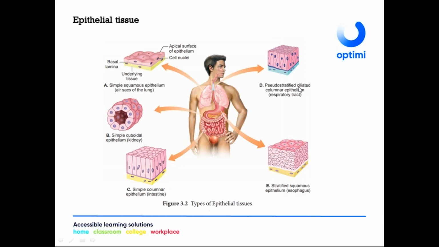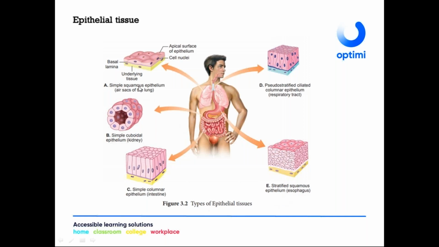Okay, and then we have ciliated columnar epithelium. This epithelium has hair-like structures called cilia, and that's why it's named ciliated columnar epithelium. It is found in the respiratory tract. The cilia help by trapping any dust particles or foreign particles that might enter your respiratory tract. And then we have the stratified squamous epithelium.